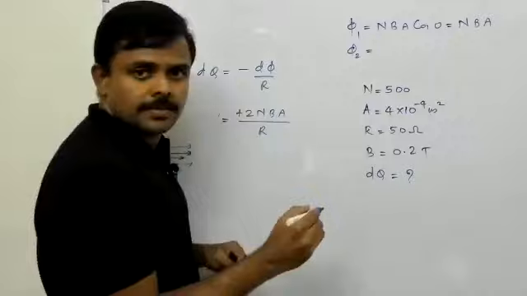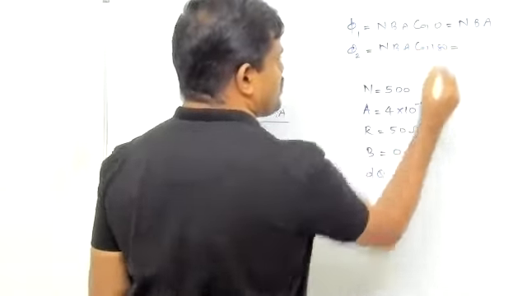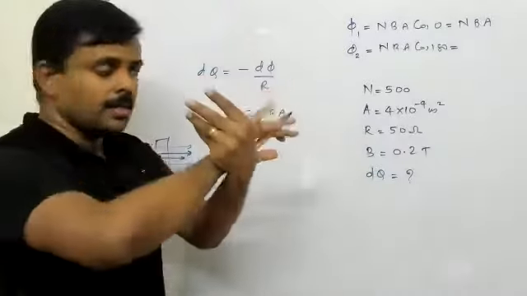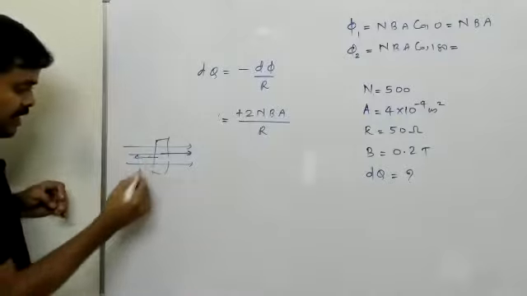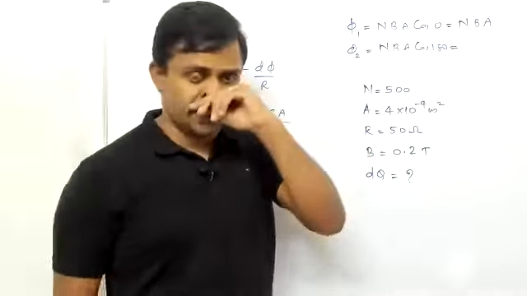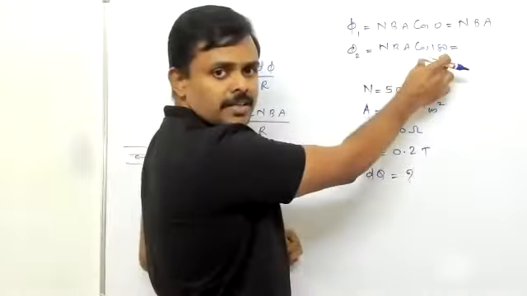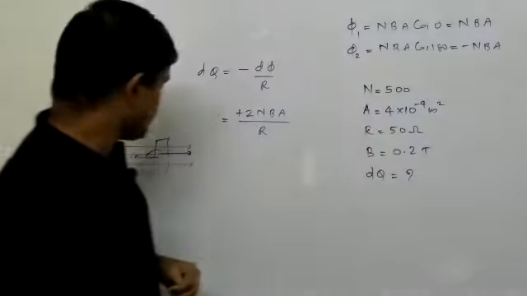And phi 2 is NBA cos 180, because you are turning it over. As it is turned over or rotated through 180 degree, this area vector will be to the left side. Angle is 180 degree, so you get cos 180. Cos 180 is minus 1. That would make it minus NBA. So I can put it straight away into this equation.